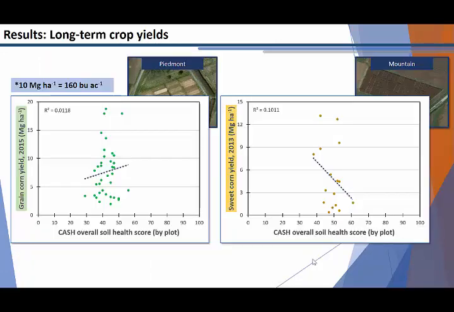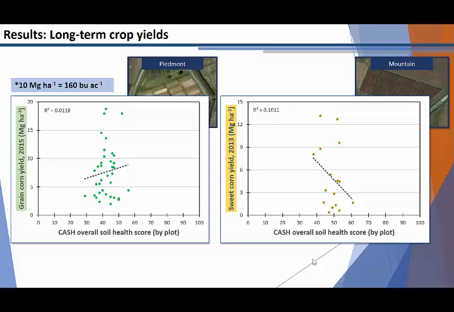But I want to break down the data even more, because this is where I'm going to connect soil health to crop yields. Now here on the chart, I have the overall soil health score by plot based on Cornell's assessment, and on the y-axis I have the grain corn yield for the Piedmont location, and over here I have the sweet corn yield for the mountain location.